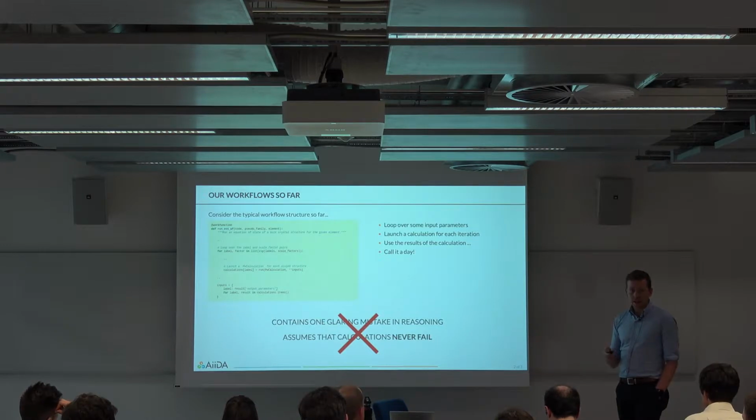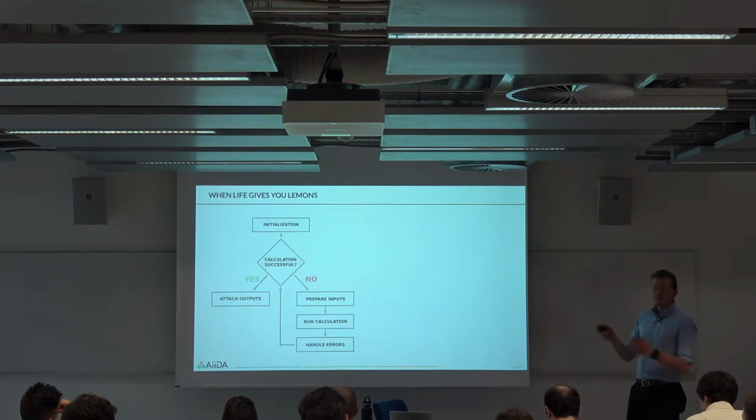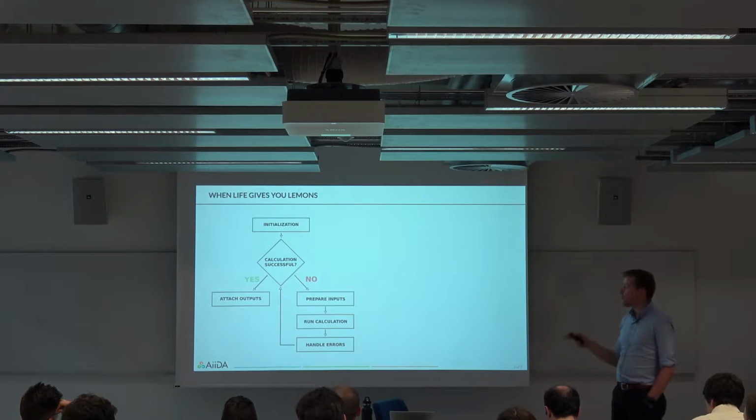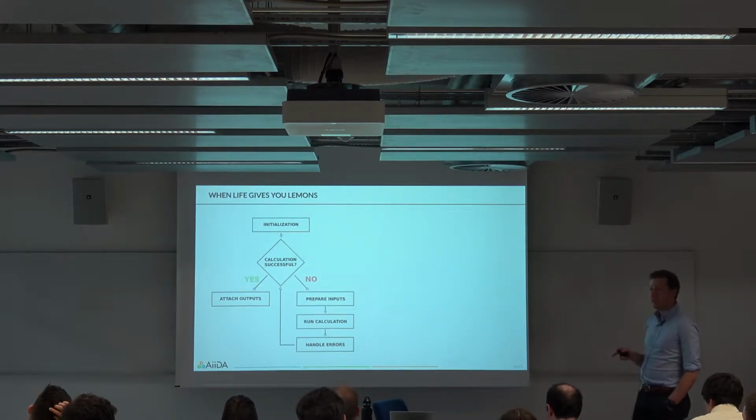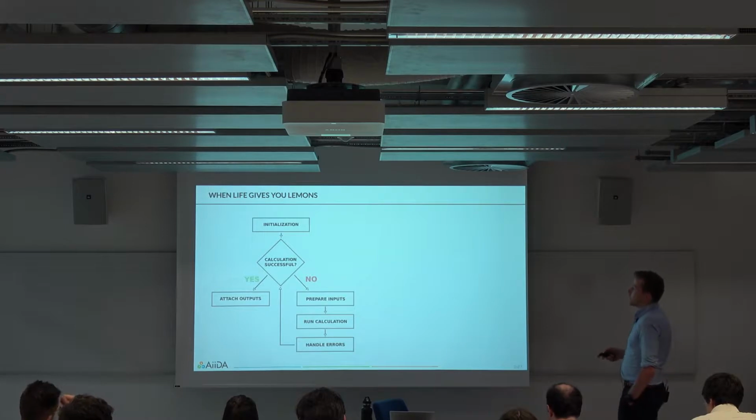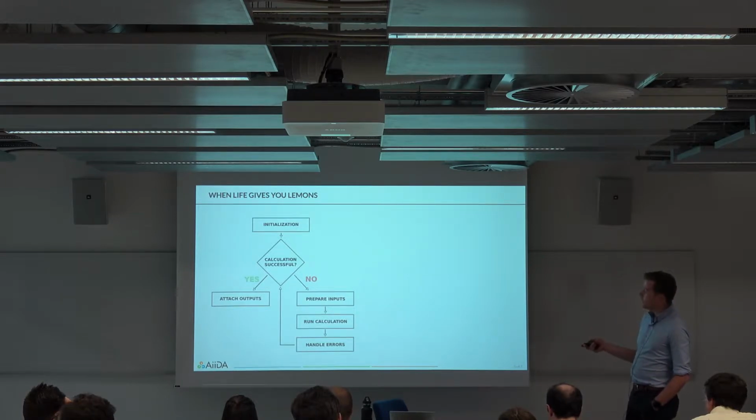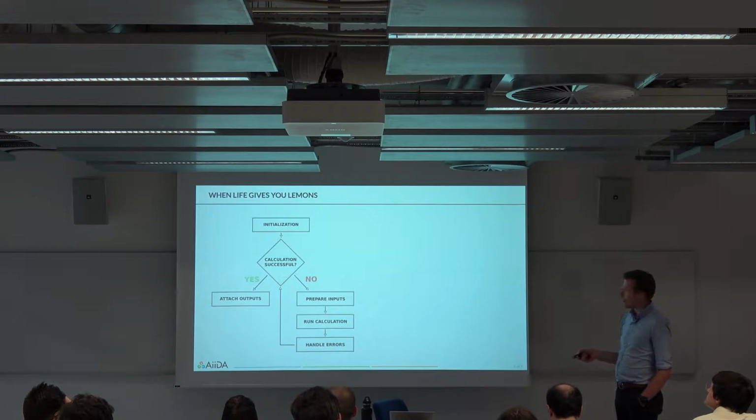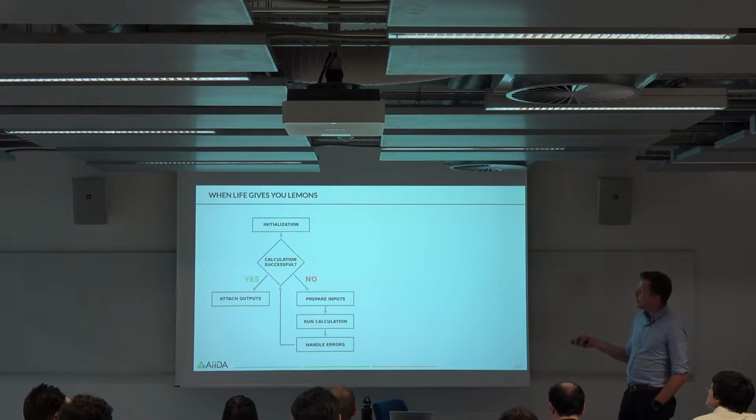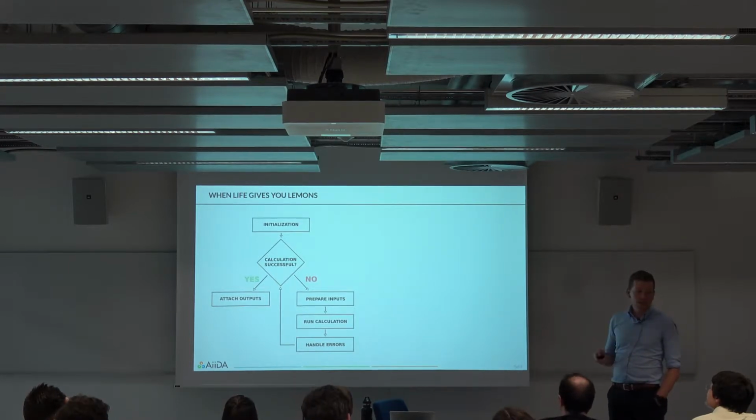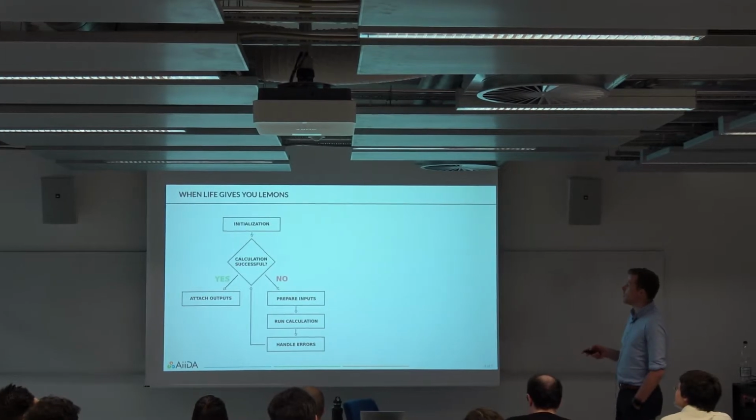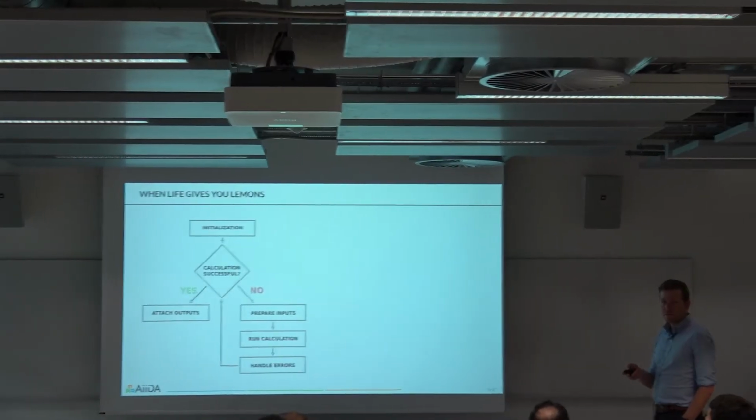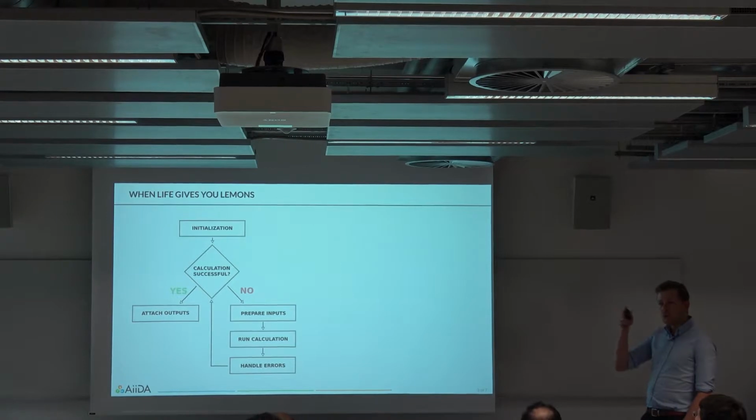Typically, when you run a calculation, you will have to do something. You can put it in a flowchart like this. Now, this flowchart and normal flowcharts might seem a little bit weird, but you'll see why next in the implementation. Typically, we start with some initialization, and then we have a while loop. While the calculation is not finished, we check if it's successful. If it's not, we prepare the inputs, we run a new calculation, and then we check for errors and handle them if necessary. And we continue this loop until this calculation has finished successfully, and then we attach the outputs.